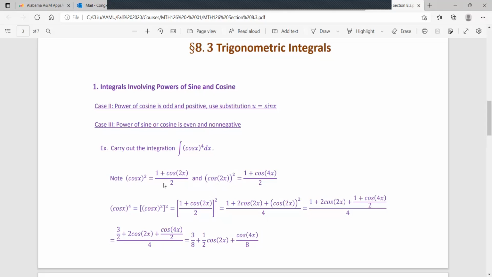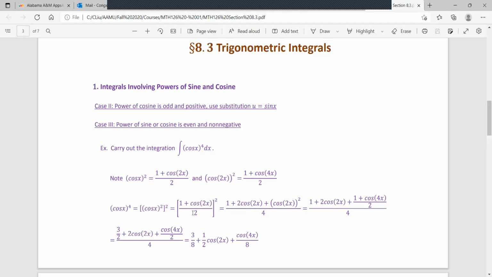So what do we do? We rewrite cosine x to the fourth by using the double angle identities and lower down the powers. The first step is to rewrite cosine x to the fourth as cosine x squared, squared, right? If you multiply 2 by 2, you get 4, so they are equal. And cosine x squared, we know, is 1 plus cosine 2x over 2. So you write that in here, and then you square it.